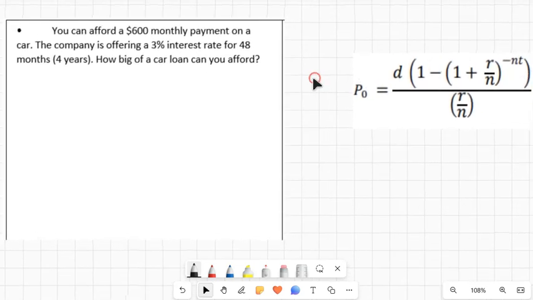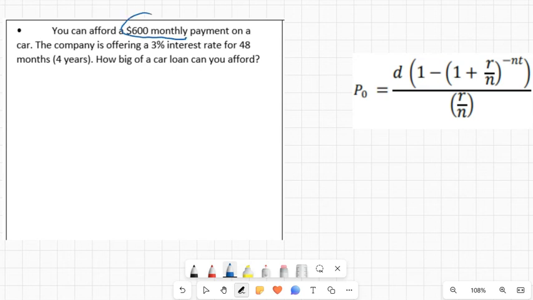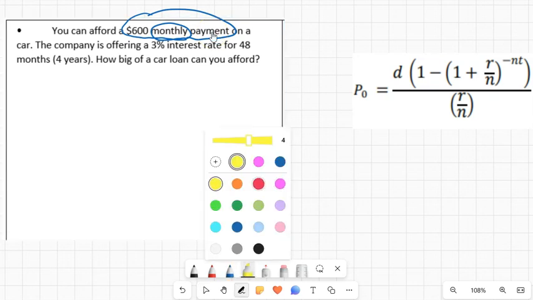Okay, so a couple of things that are different from previous examples is the fact that we're talking about a monthly and then also payment. There's only one formula that's used for the payment problems, and that's this formula.